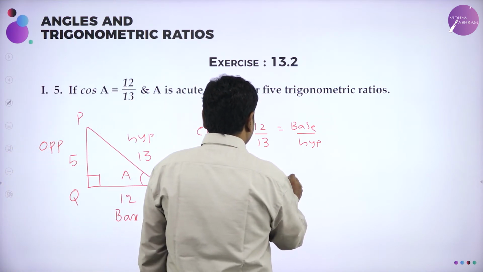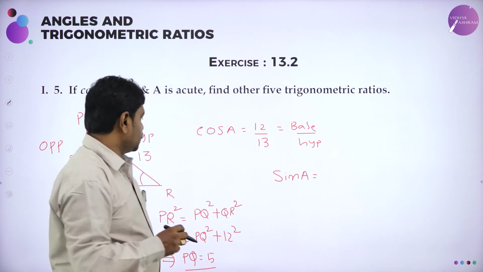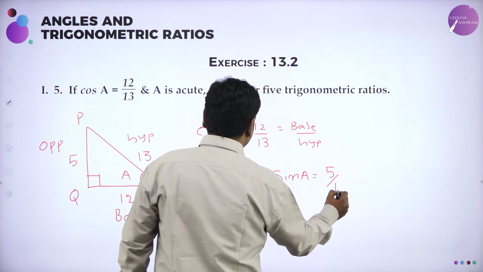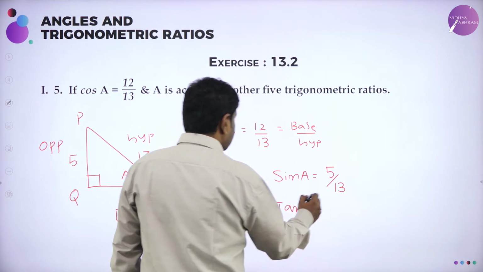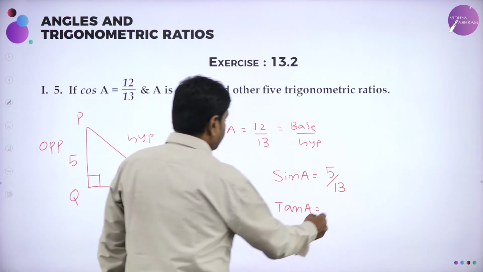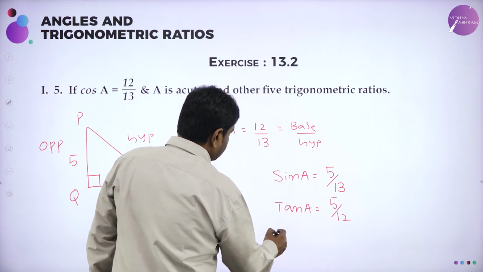So now we'll go to sin A. All of you know what sin is: opposite by hypotenuse. Opposite is 5, hypotenuse is 13, so 5 by 13. And tan A is opposite by base. Opposite is 5, base is 12, so 5 by 12. And then reciprocals we'll write.